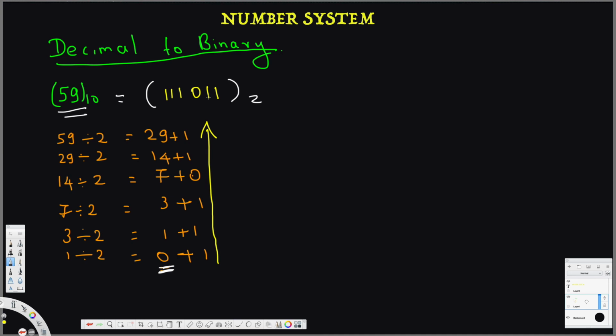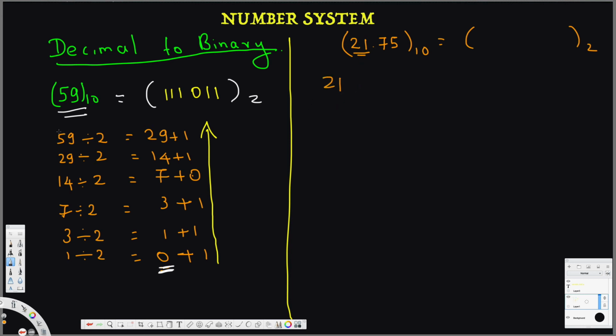Now let's look at a number with decimal points. Let's say they are giving a decimal number like 21.75. The base is 10, and we want to convert this one into binary. To do that, we have to do the fraction part alone and the part without the fraction alone. So we take the complete number first, that is 21, and we do the same thing like this.